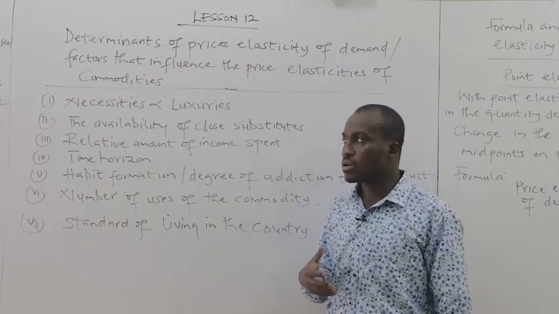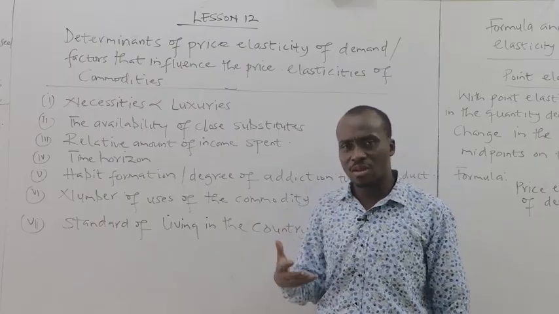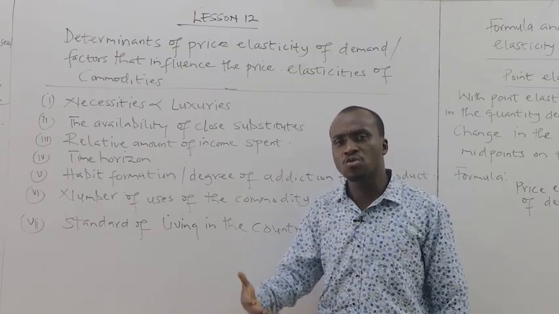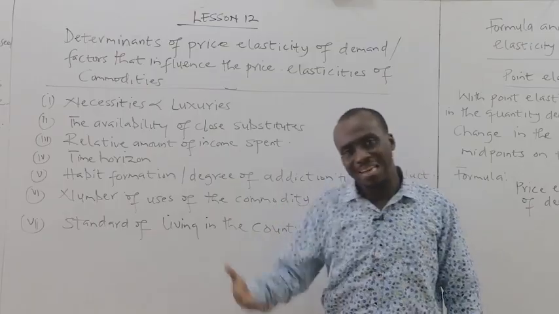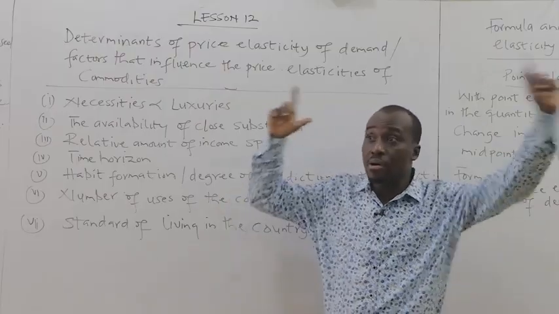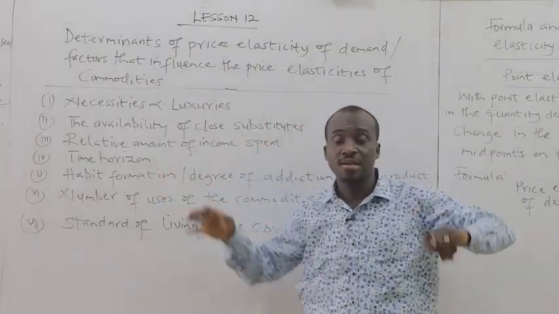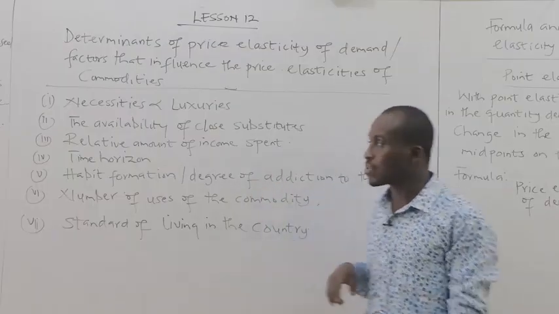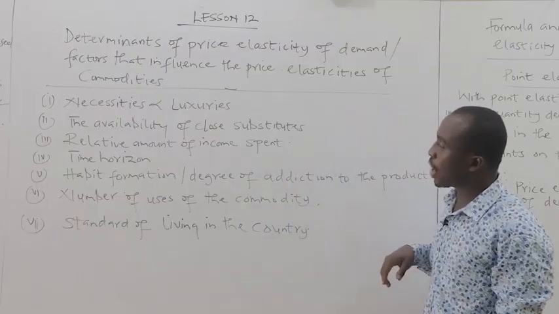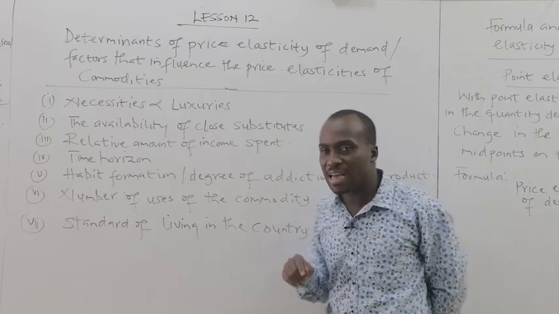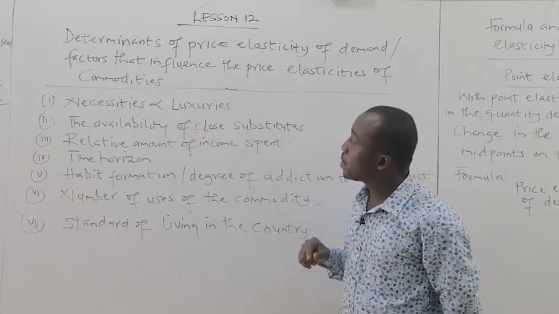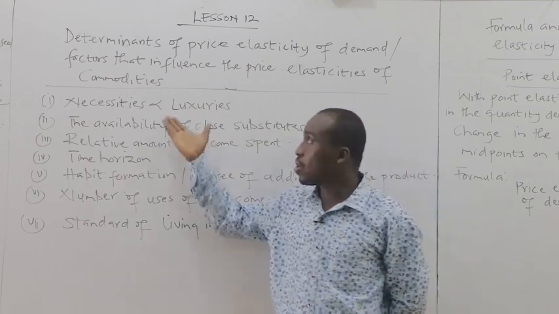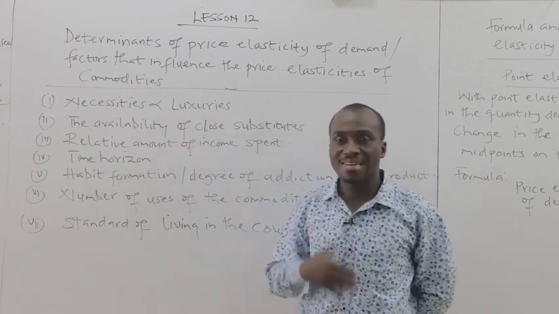So you want to find out what are some of the factors that make some of these goods elastic or inelastic. Is it just a miracle that some goods behave elastic, some goods behave inelastic? So let's try to fathom what actually causes these things. Number one of the reasons that cause a good to be elastic or inelastic is whether the commodity is a necessity or a luxury. What is a necessity?